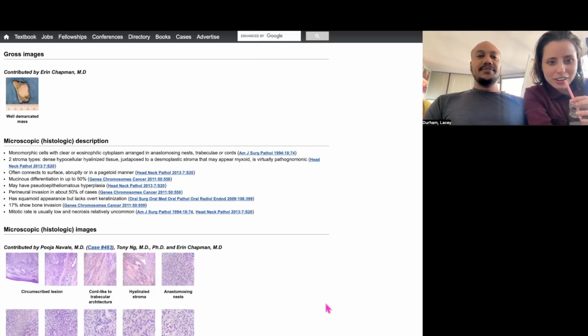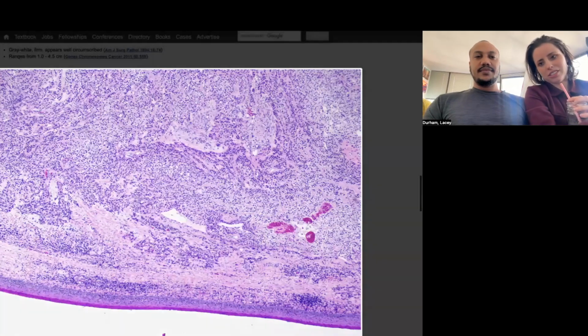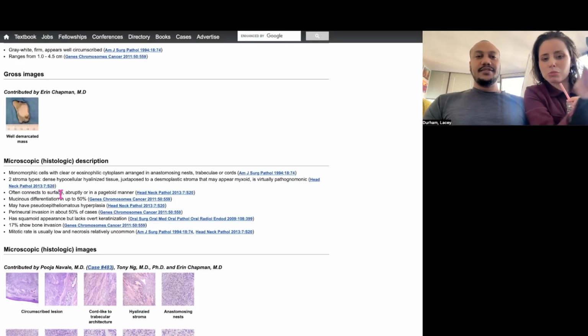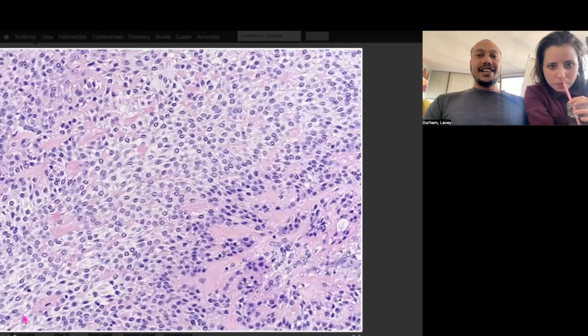Two stroma types. And what is the name of this entity? Hyalinizing clear cell carcinoma. Two stroma types: dense hypocellular hyalinized tissue. That checks out, that's in the name. Against desmoplastic stroma, and the desmoplastic stroma may appear myxoid, which it usually does. Oh, so it's just desmoplasia plus hyaline. What are these cells then? I guess the first line was monomorphic, so clear. Can I see some more pictures? And you can have mucinous differentiation in up to 50%. So as you can see, everything can look like anything.